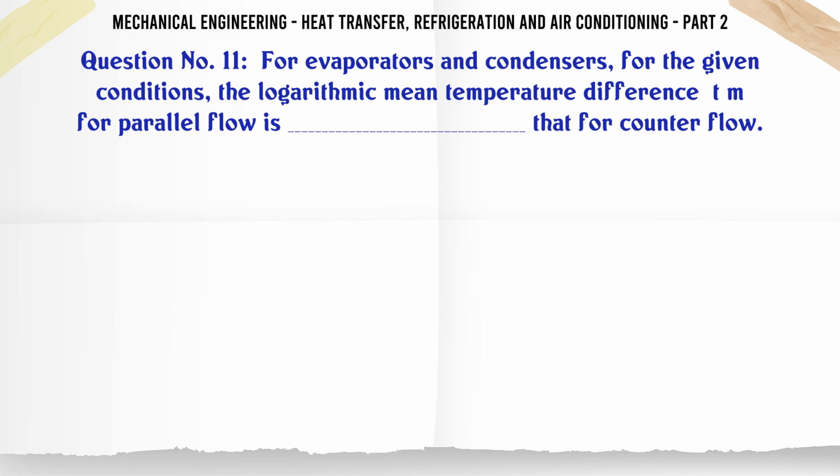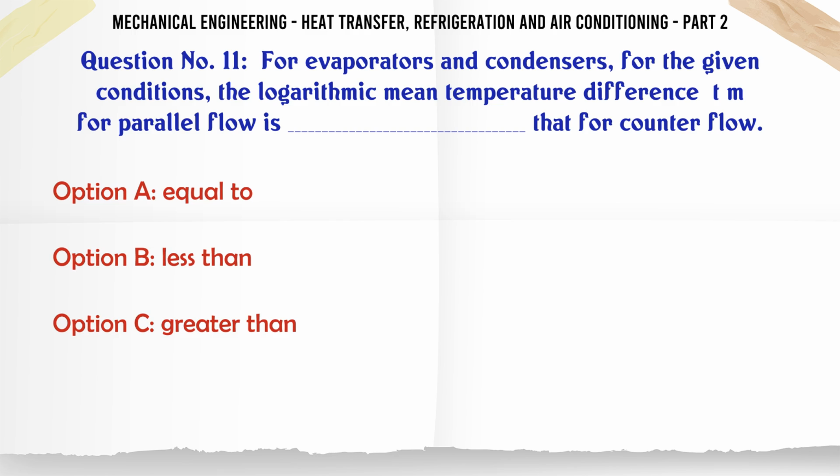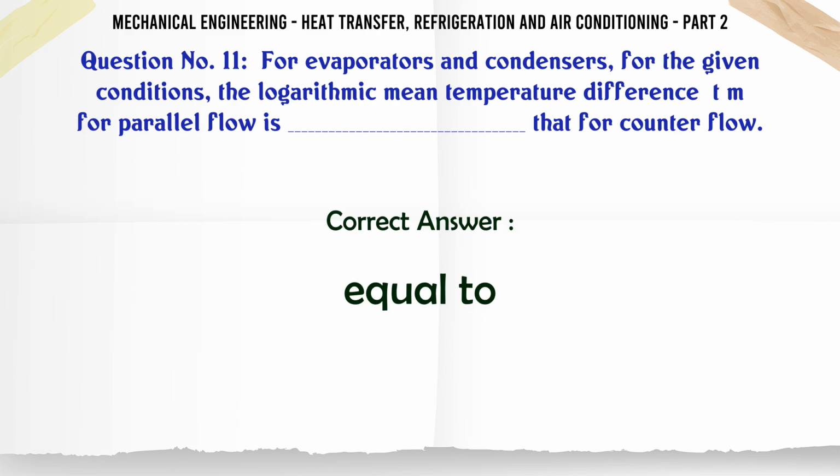For evaporators and condensers for the given conditions, the logarithmic mean temperature difference Tm for parallel flow is that for counter flow. A. Equal to. B. Less than. C. Greater than. D. The correct answer is equal to.